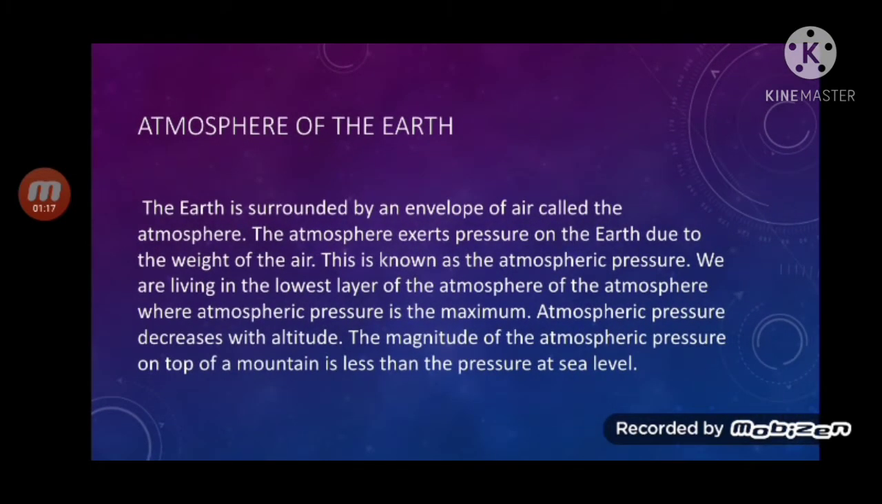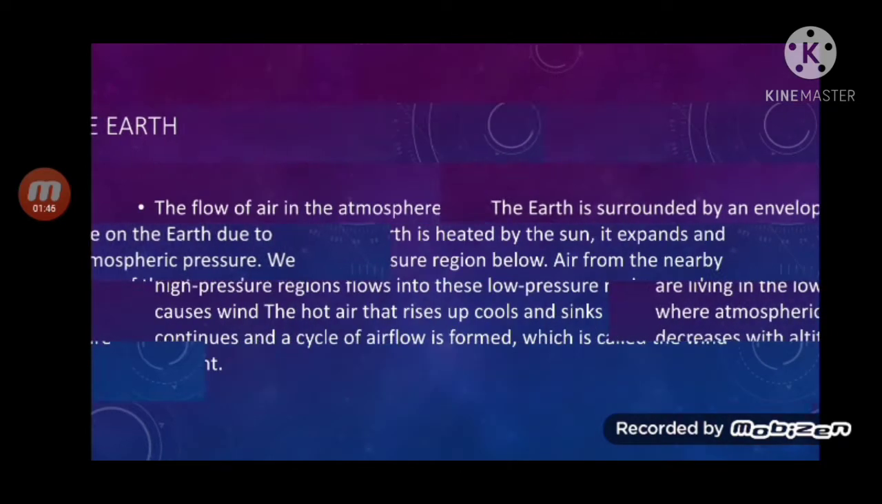Atmosphere of the Earth. The Earth is surrounded by an envelope of air called the atmosphere. The atmosphere exerts pressure on the Earth due to the weight of the air. This is known as the atmospheric pressure. We are living in the lowest layer of the atmosphere, where atmospheric pressure is the maximum. Atmospheric pressure decreases with altitude. The magnitude of the atmospheric pressure on top of a mountain is less than the pressure at sea level.